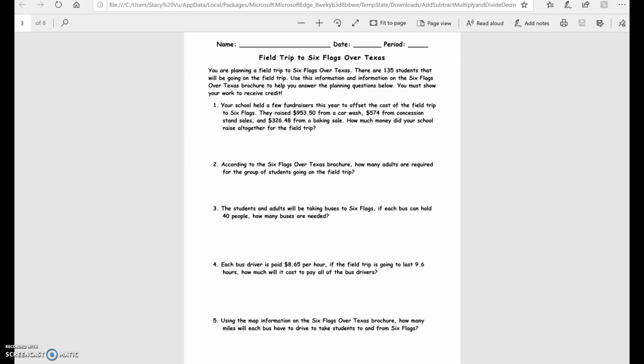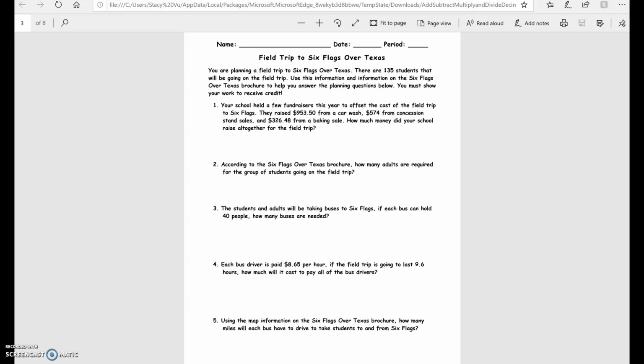So it says, you are planning a field trip to Six Flags over Texas. There are 135 students that will be going on your field trip. Use this information and information on the Six Flags over Texas brochure to help you answer the planning questions below. You must show your work to receive your credit.